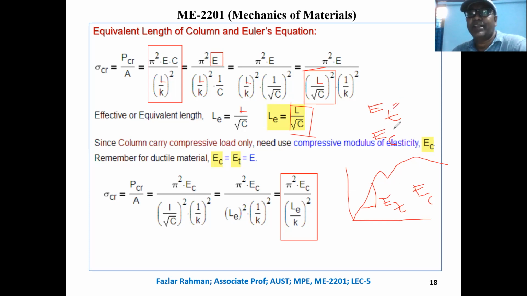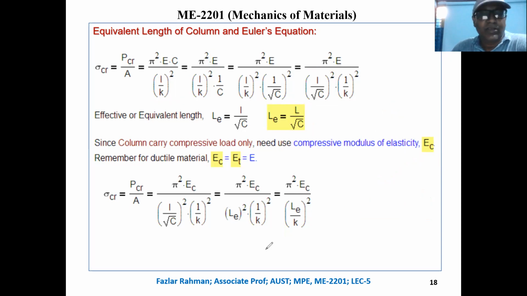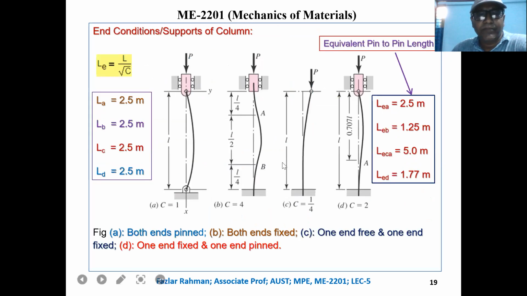So you look in the material property in the handbook, you will see there are two values given, ET and EC. Now for a column, which one do you use? If you use ET, that will be wrong, because a column takes compressive load. So you have to take compressive load only, EC. Okay, so you need to remember this one. So this is our Euler equation of column.